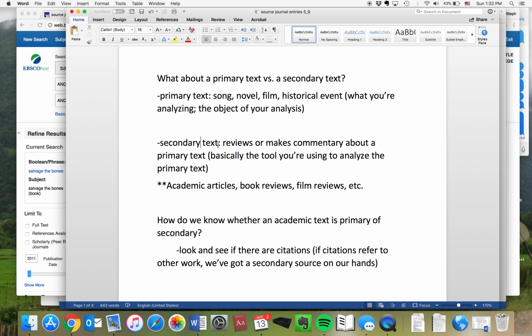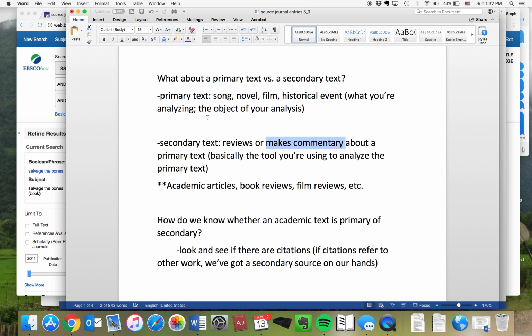The difference between a primary text and a secondary text is basically the tool that you're using to analyze the primary text. Okay, so let's say, for example, your primary text is I Am Not Your Negro. A secondary text might be that Atlantic review of the film. So it's a text that helps you make commentary on or critique a primary text.